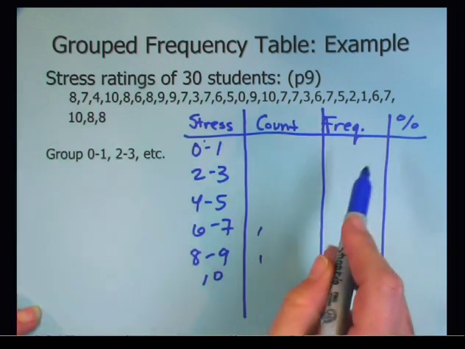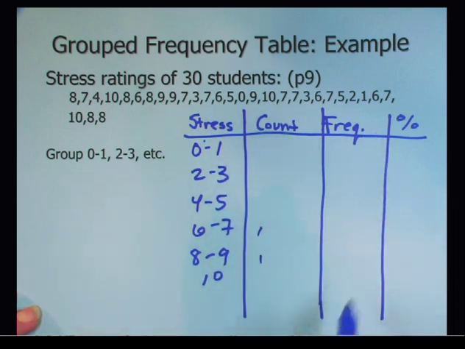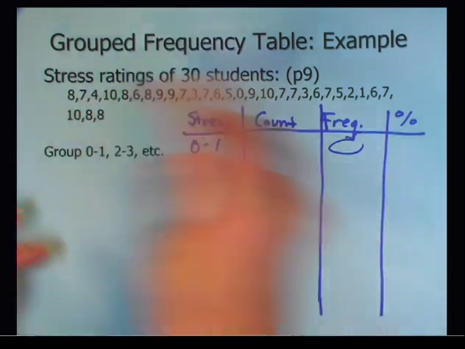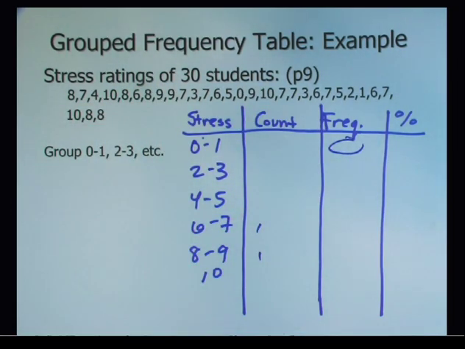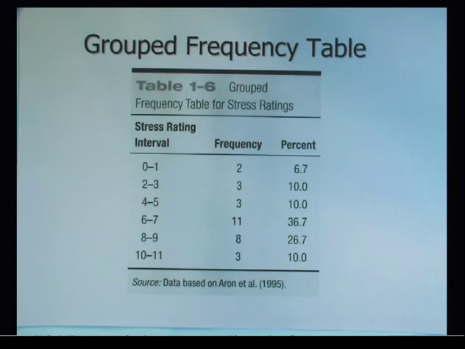Count them up, tally them up, count them up for the frequency, divide the total frequency by the total 30 to get your percentage here, and you should end up with something that looks like this. So why don't you go ahead and do this, pause the video and work out this problem, see if your answers match up. If they do, you're great. If not, go back and try to figure out what you did wrong.